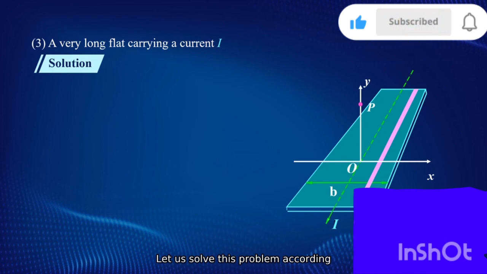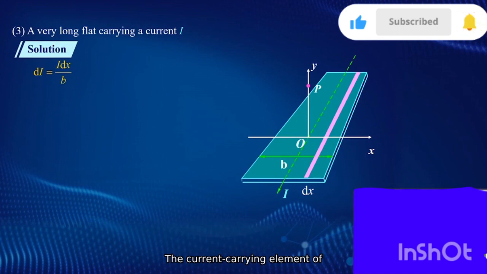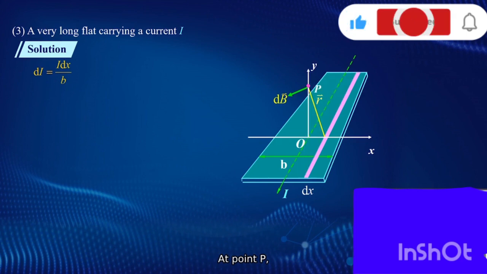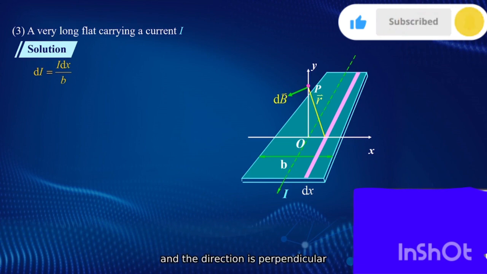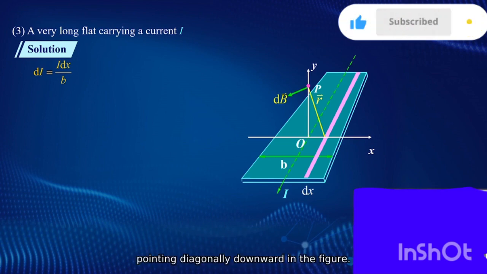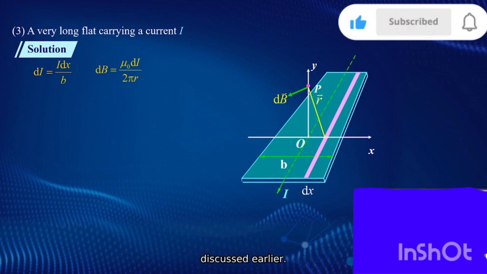Let's solve this problem according to the superposition principle. The current carrying element of a wire with width dx is dI. Its vertical distance from point P is a vector r, and at the point P, the magnetic field dB is generated, and the direction is perpendicular to the plane formed by I and r, pointing diagonally downward in the figure. Its magnitude is given by the expression for the infinite wire discussed earlier.